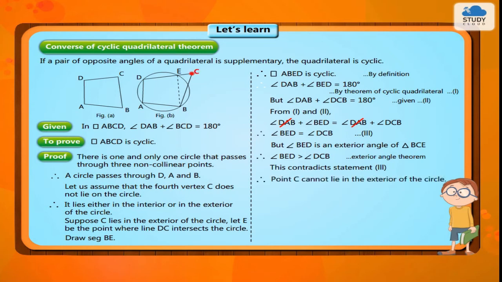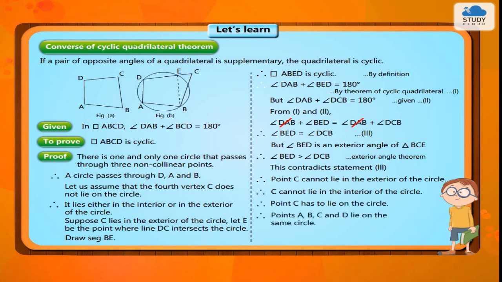Therefore, point C cannot lie in the exterior of the circle. Similarly, it can be shown an assumption of C in the interior of the circle also leads to contradiction. Therefore, C cannot lie in the interior of the circle. Therefore, point C has to lie on the circle. Therefore, points A, B, C and D lie on the same circle. Therefore, quadrilateral ABCD is cyclic.